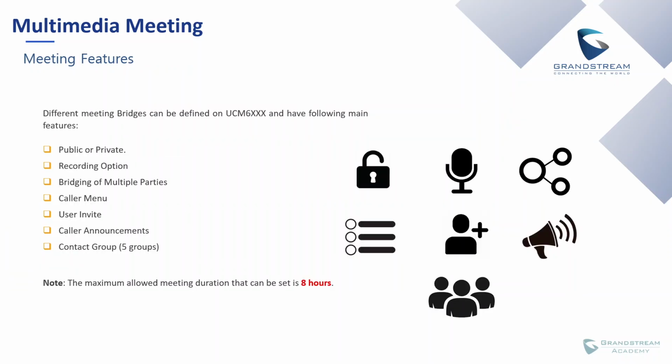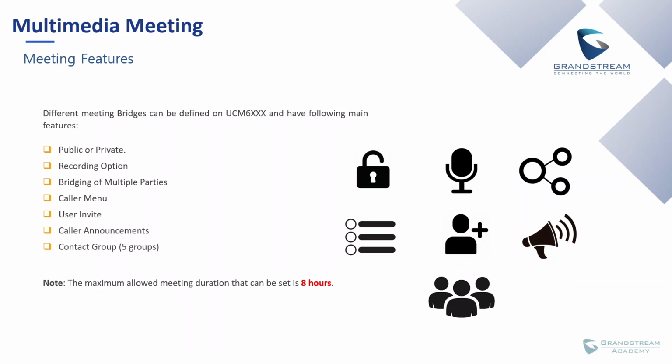The UCM models support some features that will help users to have a great conferencing experience when hosting a meeting. First, we have public or private. Users can enable public mode to avoid authentication when joining the conference call. Also, users configure an admin password for the meeting room, but if the public mode is enabled, the password won't be required anymore. For recording option, users can enable auto-record option to automatically record the meeting in a WAV format file. 8 hours is the maximum duration of a meeting hosted through the UCM.